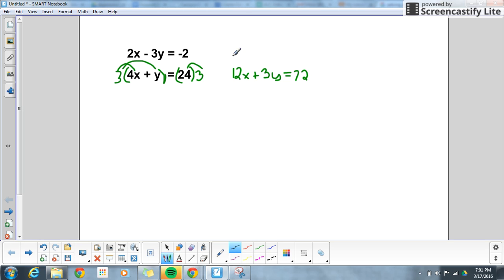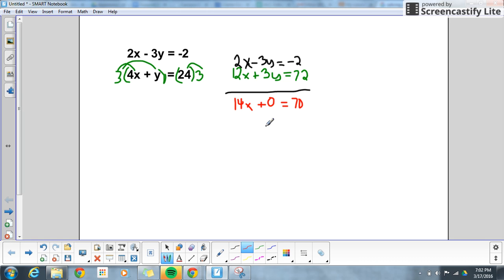So if I rewrite the original equation, 2x minus 3y equals negative 2. Let's see if that looks like something we can eliminate on now. If we add straight down, what is 2x plus 12x? 14x. What is negative 3y plus 3y? That's 0. They eliminated just like we wanted them to. And then 72 plus negative 2 is 70.